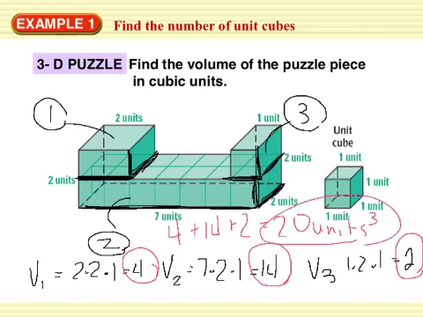Okay, with this type of shape, you could also just count the units. I've got 1, 2, 3, 4, 5, 6, 7, and in the back, the same amount, so that's 14. Over here I have 1, 2, 3, 4, and so on up to 20. So you can count each little cube as it's sitting there, and you'll still get 20 cubic units.